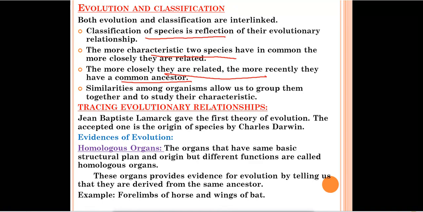And the last one is that similarities among organisms allow us to group them together and to study their characters. If organisms have common similarities and characteristics, we can make one group for them. Suppose we have group number 1 and group number 2. The organisms which have the same characteristics we can put in group number 1. The organisms which have different characteristics we can put in group number 2. So it will make our study easy, and we can study their characteristics also. So this was all about evolution and classification.